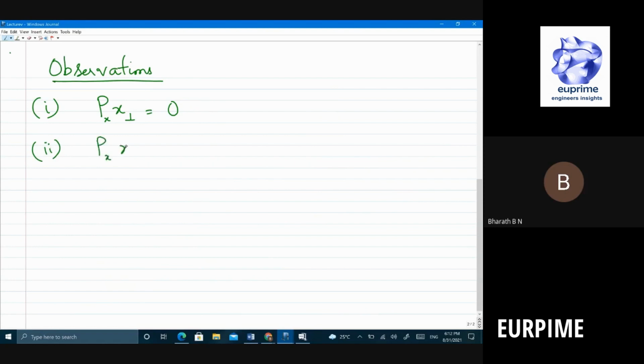Px, x is x itself, right? Looking at this, what can you say? You can think of this Px as projection, right? If the vector itself is already in the span of x, and you say I want to take that vector and project it onto the subspace, it's like this.